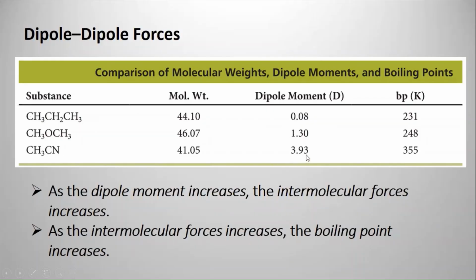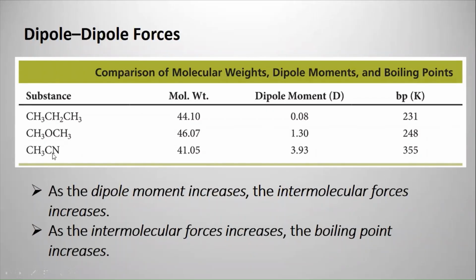Acetonitrile, 3.93. You don't have to memorize the names. I'm not going to ask you about the names. I'm going to ask you about these values. What do these values represent? These values represent how polarized the molecule is. The higher the dipole moment, the higher the polarization. So which one of these is more polar?